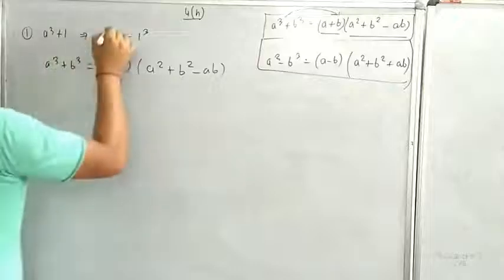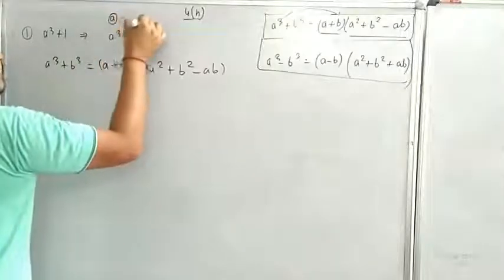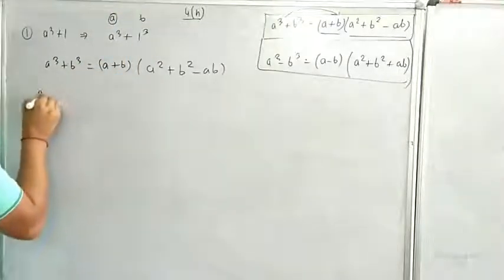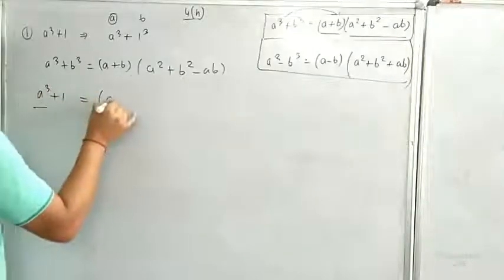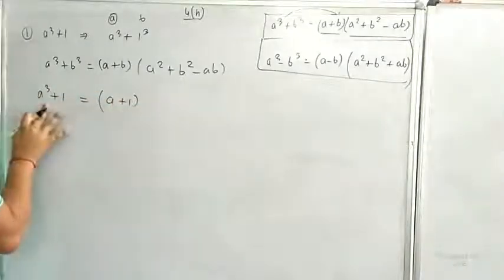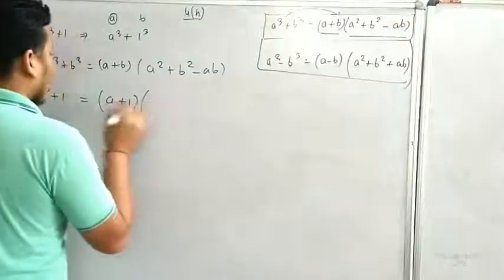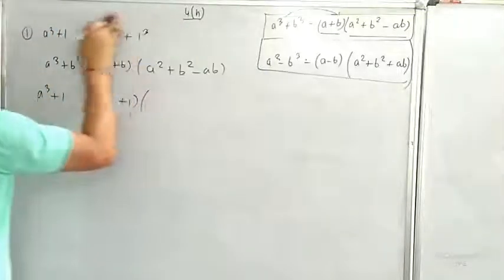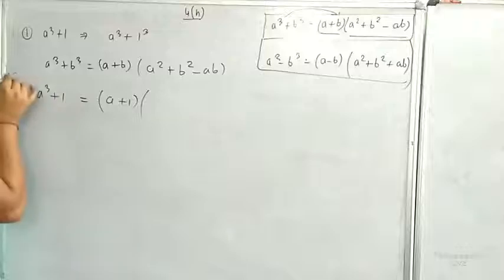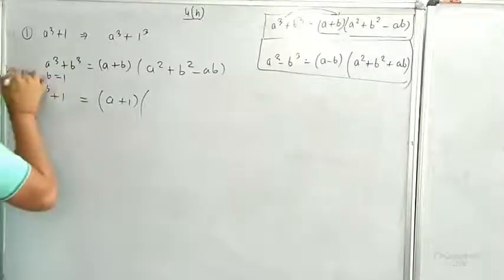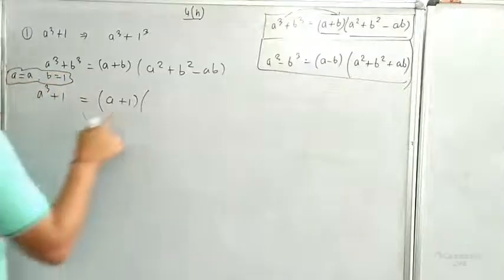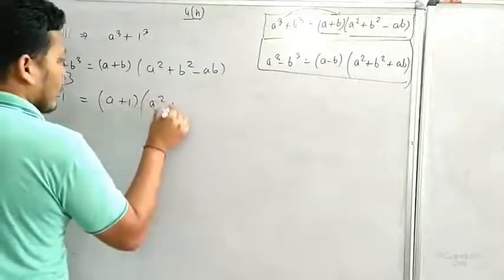So substitute the value, a is equal to a and this is b. Okay, so the answer is a cube plus 1 is equal to a plus b. A is a and b is 1. Next, a square. If there is any difficulty, then first write on the other side: a is equal to a and b is equal to 1, write something like this so that we will not face any problem. Next, a square, what is the value of b?